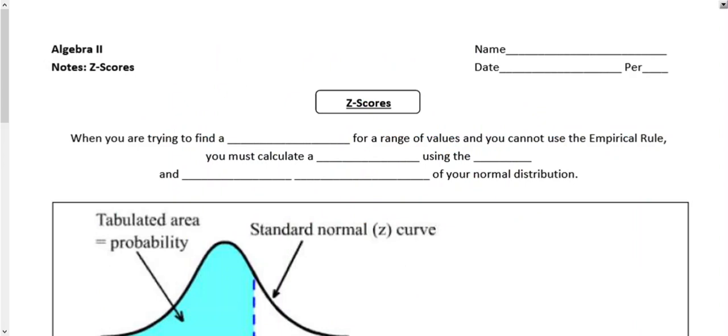So first thing we want to talk about in our notes is the z-score and how do we actually find it. So when we are trying to find a probability for a range of values that cannot use the empirical rule, and our empirical rule is that 68, 95, 99.7 rule, we have to calculate a z-score. And in order to calculate that, we're going to use our mean and our standard deviation.